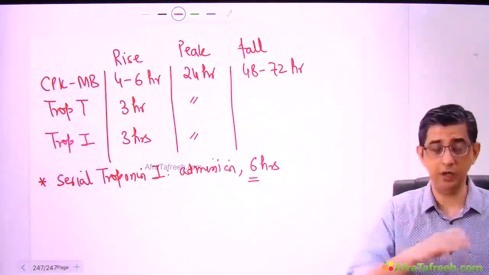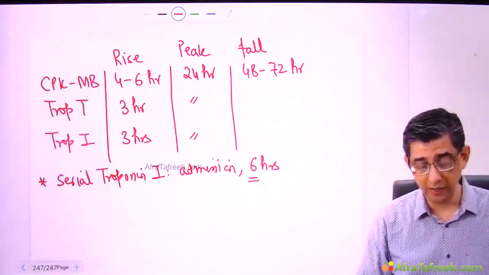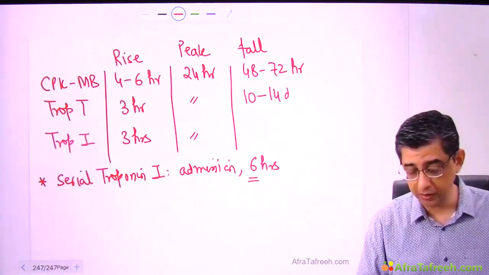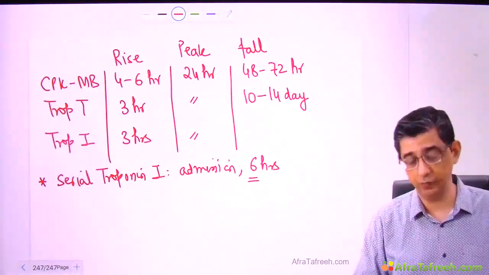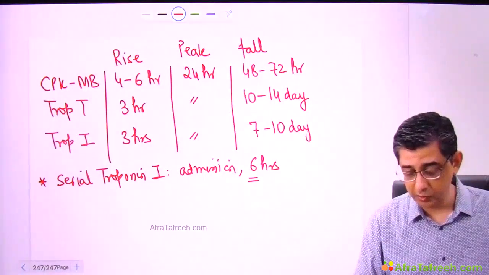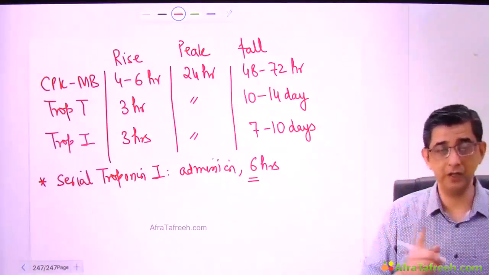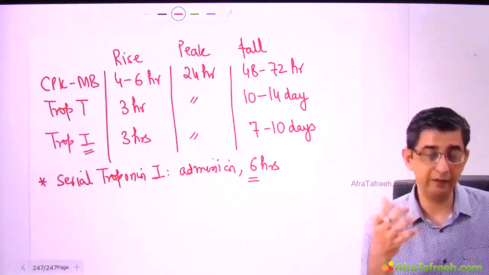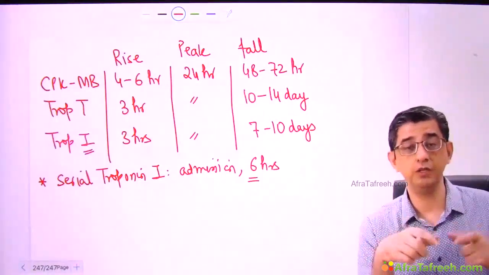CPK-MB values came down, then it will rise once again. But when it comes to troponin T or troponin I, they remain elevated for relatively longer duration. For troponin T, it is 10 to 14 days. For troponin I, it is 7 to 10 days. If they ask you to select between trop T and trop I, then select trop I, because quantification of this can easily be done. The highly sensitive tests that we have, we can quantify what is the magnitude of rise.